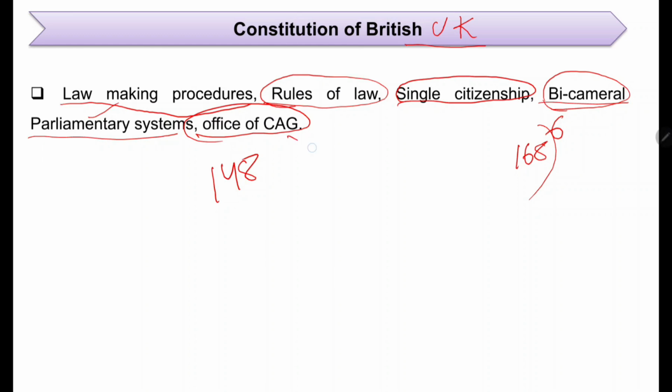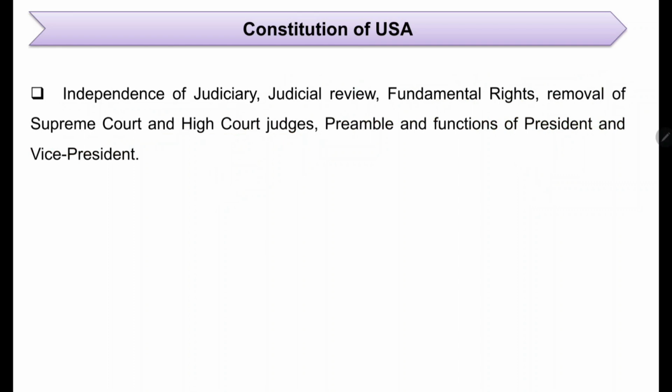And what you have to remember is that this is the highest institution, the supreme audit institution of India, related to auditing, that is, the financial sector, isn't it? So these were some of the features that we have borrowed from the UK. Next, from the Constitution of USA, what have we borrowed?